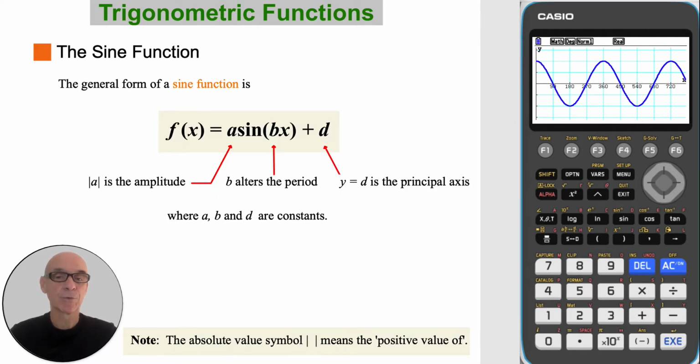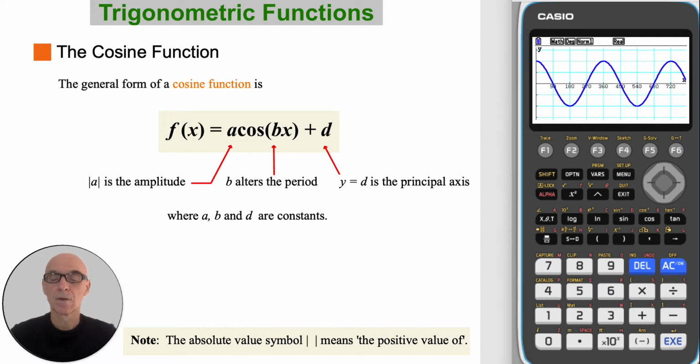The general form of a sine function is a sin bx + d, where a, b, and d are constants. The absolute value of a, that is the positive value of a, is the amplitude. b alters the period, and d is the principal axis. The general form of a cosine function is a cos bx + d.